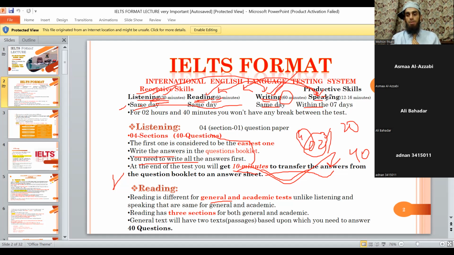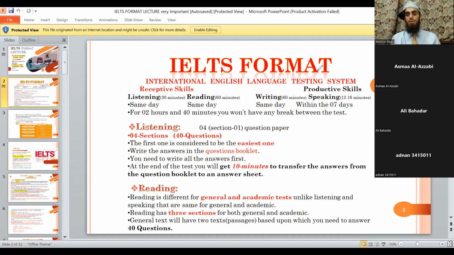Now, coming towards speaking, that would be conducted on the same day along with other modules. Otherwise, later at the end, after these modules, within the 7 days before or after your appearance in the other modules test, right? So speaking can be taken along with the other modules as well as before or later on. Okay, so this was a brief overview of the whole structure and all the modules.